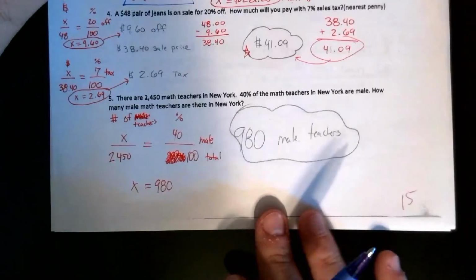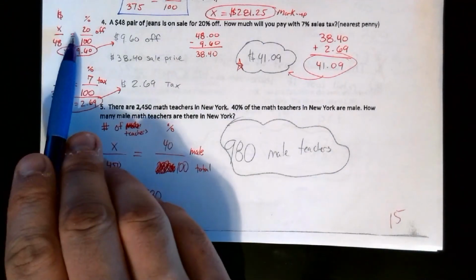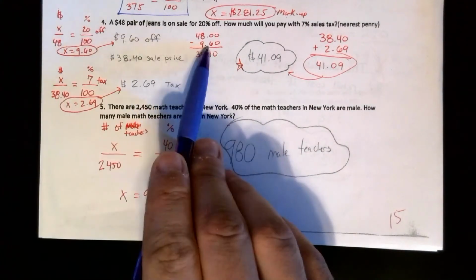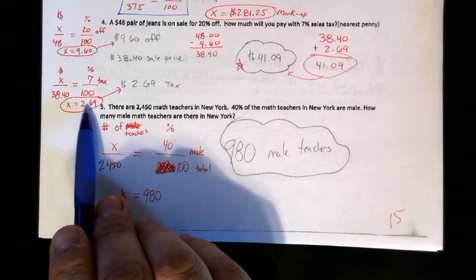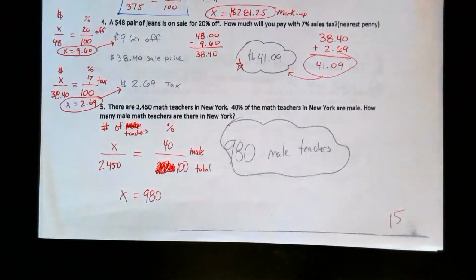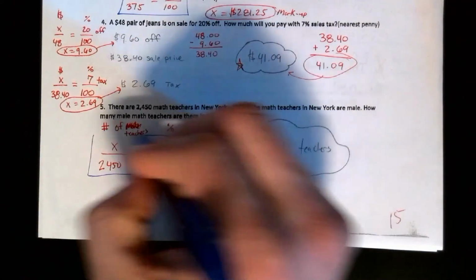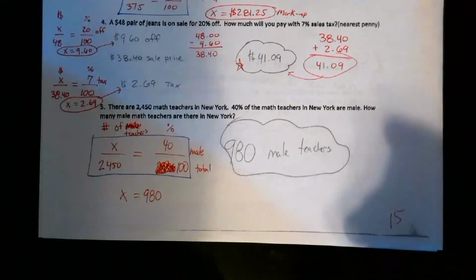Number 4 is just like the problem we just did, where I had to first find the amount off, subtract it, then find the amount of tax, $2.69, and add that to the sale price to get $41.09. And this one was a straightforward, just one proportion problem, 980 male math teachers in New York State.